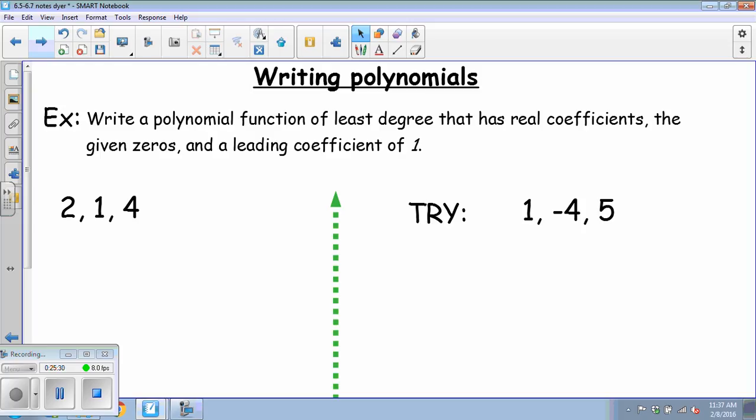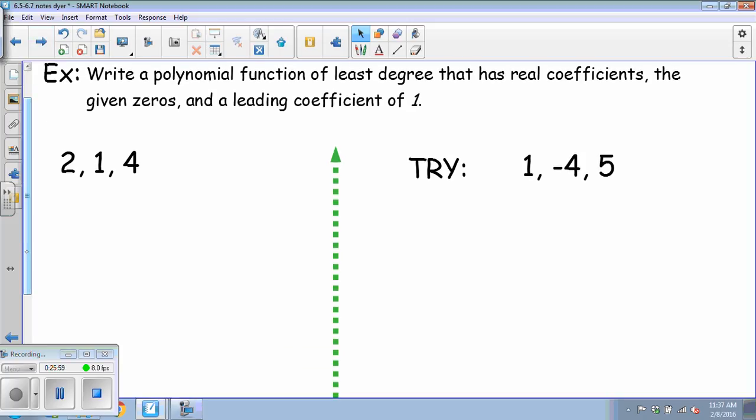It says, write a polynomial function of least degree that has real coefficients, that's the numbers in front of the variables, the given zeros, and a leading coefficient of 1. So if we have to write the polynomial and they gave us the zeros, 2, 1, and 4, what are those? They're the solutions, right? They're the zeros, so that means they're the solutions. They give us the solutions, they want us to write the polynomial. Okay? Well, if they give us the solutions, that means x equals 2, x equals 1, and x equals 4.